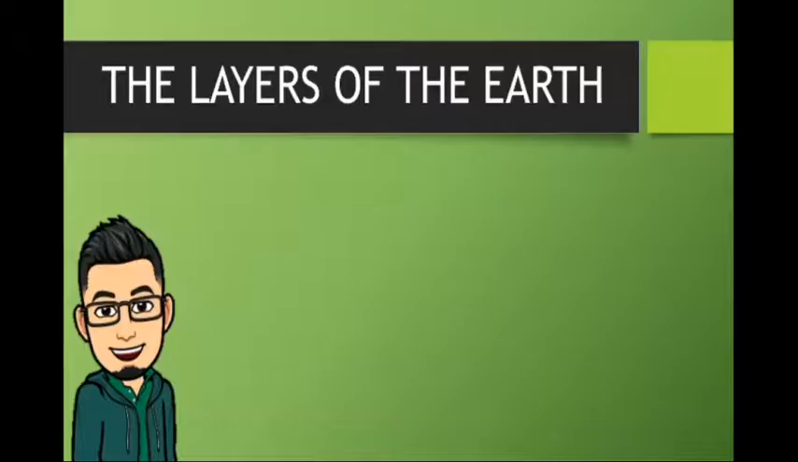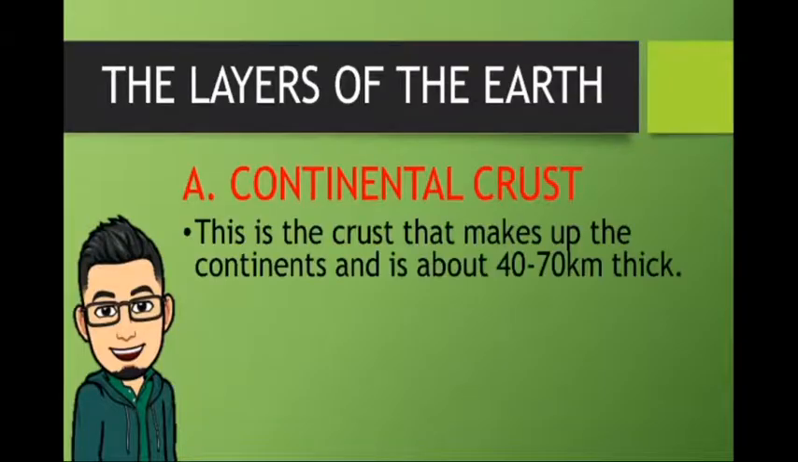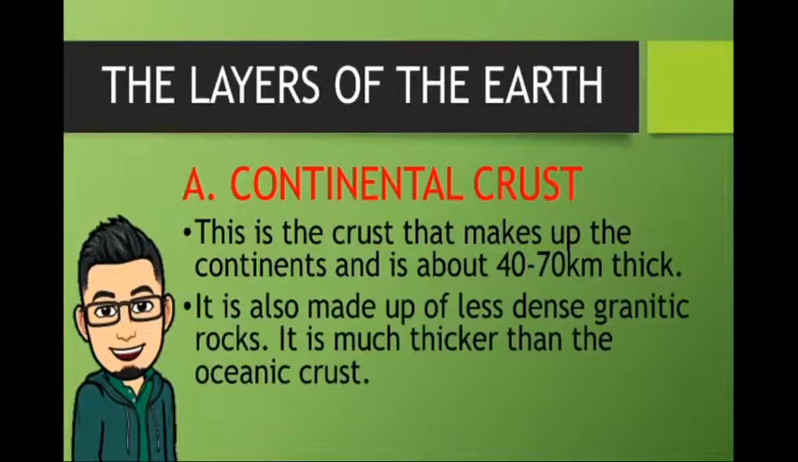And the question now is, what are the two kinds of crust that behave differently? So we have the first kind, the continental crust. So continental crust is the crust that makes up the continents and is about 40 to 70 kilometers thick. Also, it is made up of less dense granitic rocks. So granitic rocks are a type of igneous rocks, so that came from the solidification of magma. And also, it is much thicker than the oceanic crust. So if you're going to compare the thickness of oceanic and continental, the thicker is the continental crust.